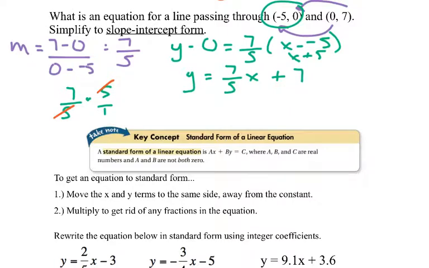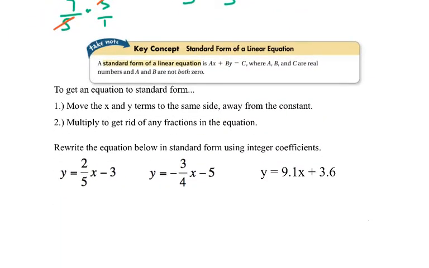All right, the second form that we're going to study today is called standard form, and our equation for standard form looks like this. We have our x's and our y's on the same side, and we have a constant on the other side. The only restriction is that a, b, and c are real numbers, and that a and b cannot both be 0. I'm also going to have you state here that we want them to be integers.